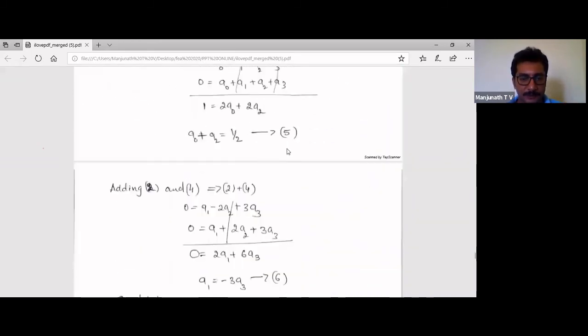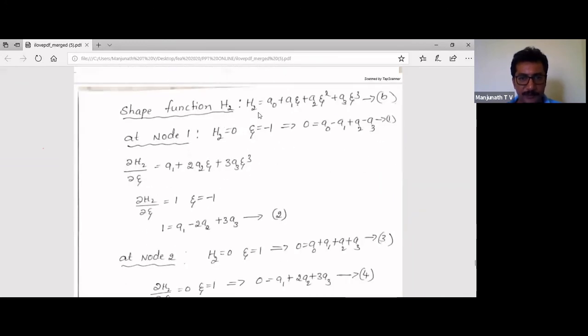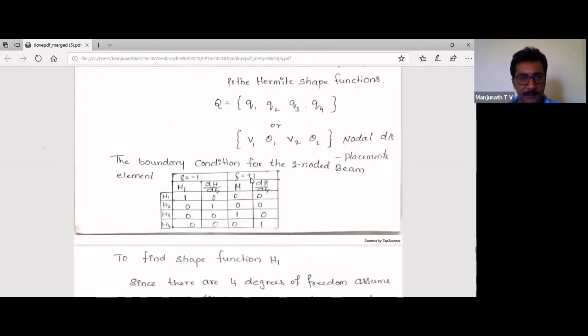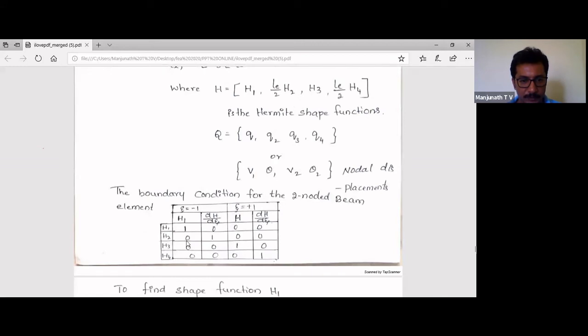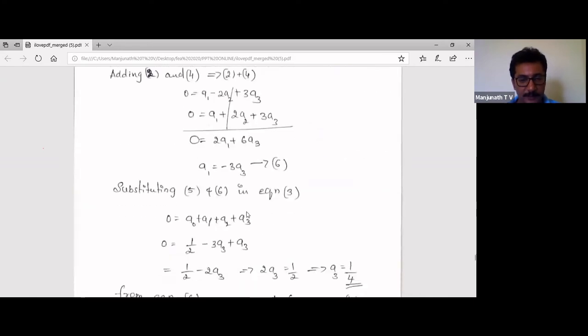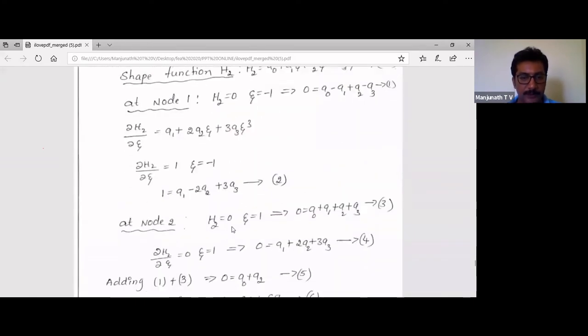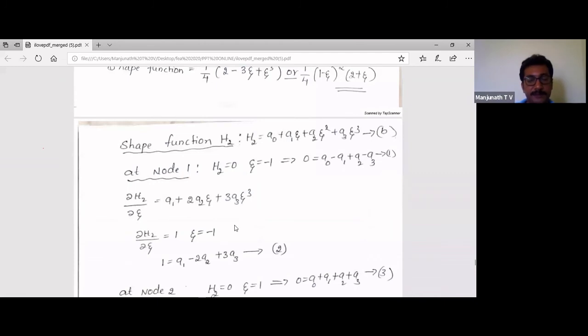So just you can see here, to calculate H2, just consider a polynomial up to third order. Take equation number B. At node number 1, the H2 value, just by using this table, is 0. Then ∂H/∂ζ, the value is 1. Then at node number 2, again H2 and ∂H/∂ζ values will be 0, 0, and the ζ value will be +1. By considering all these values, you will be able to find the shape function equation for H2.